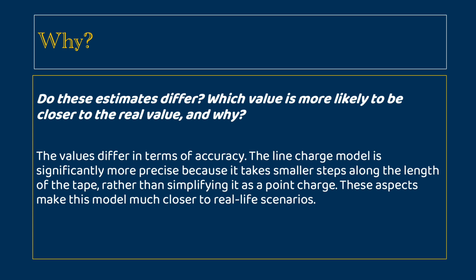Why do these estimates differ? Which value is more likely to be closer to the real value and why? The values differ in terms of accuracy. The line charge model is significantly more precise because it takes smaller steps along the length of the tape rather than simplifying it as a point charge. And as I had told before, we cut it into infinitely small pieces and sum them up through integration. There's a lot more specifics going on here, so these aspects make this model much closer to real life scenarios.